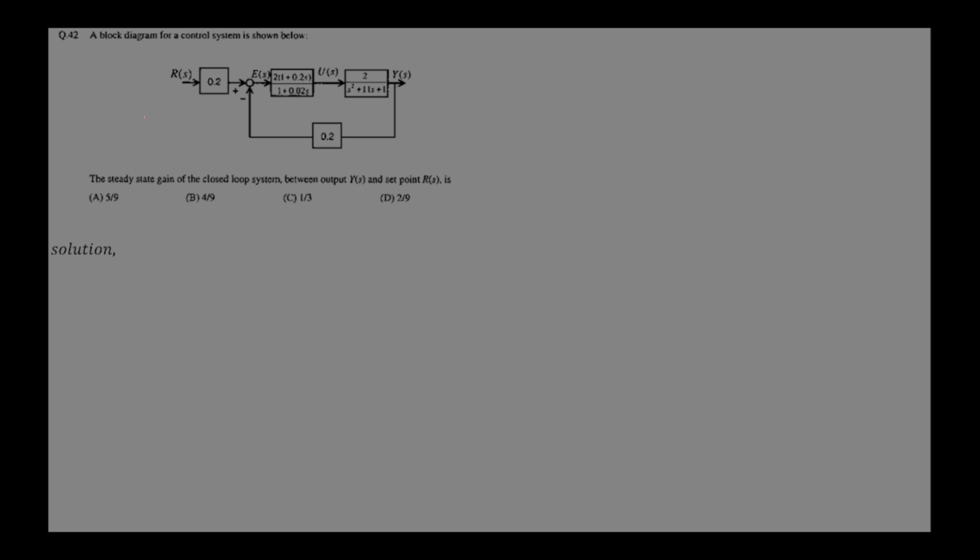Okay. A block diagram for a control system is shown below. The steady state gain of the closed loop system between Y(s) and R(s). Steady state gain means at s equal to 0. So very first, this is the equation; we will understand this equation. Very first, this is 0.2.